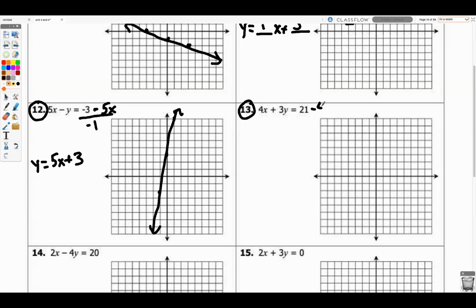Subtract the x term. Divide by the coefficient of y. All right, slope is negative 4/3. Y-intercept is 7. 1, 2, 3, 4. 1, 2, 3.